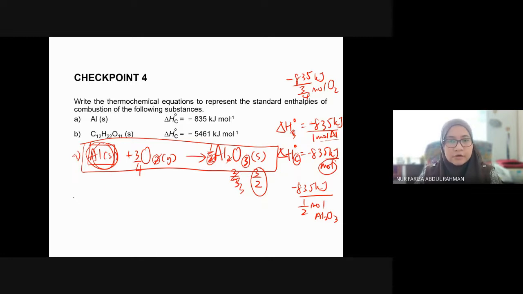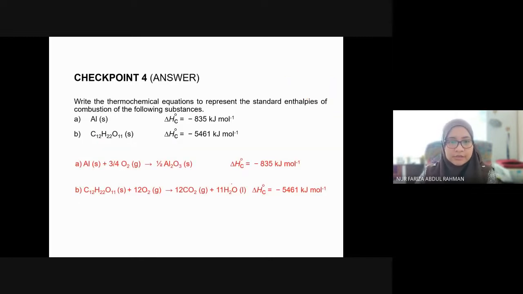Okay, alright, so how about B? B lebih kurang lah. Okay, let's look at the answer here. So this is the answer. Make sure that you get it correct for all of the coefficients especially. Because this one should be maintained 1 mole. Don't forget this one. Okay, then only it is called Thermochemical Equation.